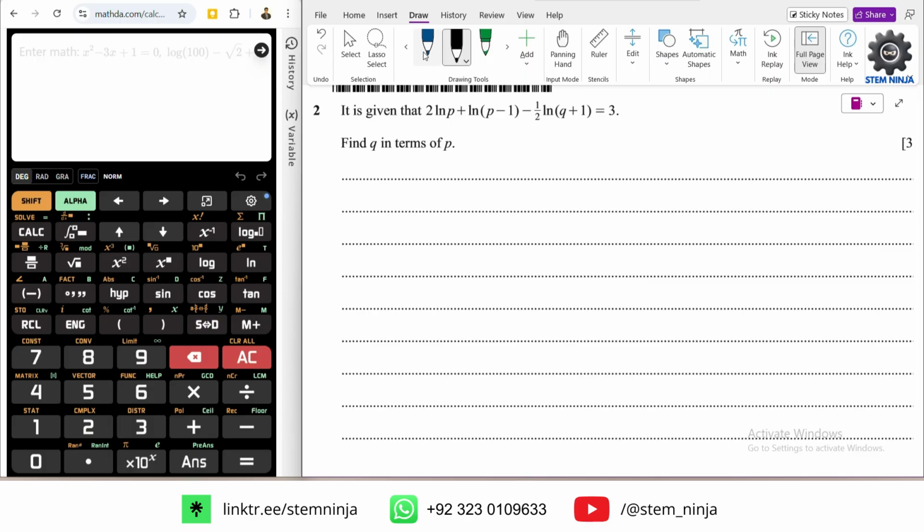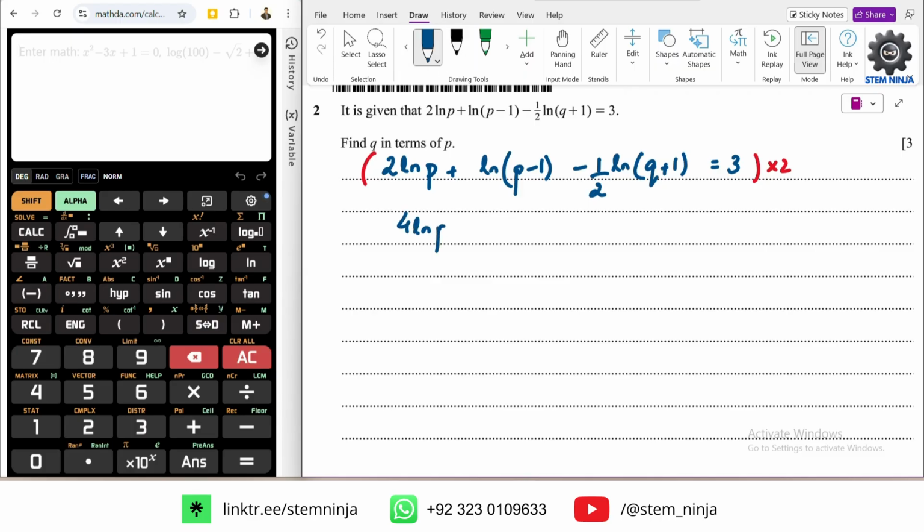Okay, so what we can do, we can make this a little bit simple first. Simplify first: 2 ln p plus ln(p minus 1) minus 1/2 ln(q plus 1) equals 3. To get rid of this 1/2, we can multiply both sides by 2. So we get 4 ln p plus 2 ln(p minus 1) minus ln(q plus 1) equals 6.